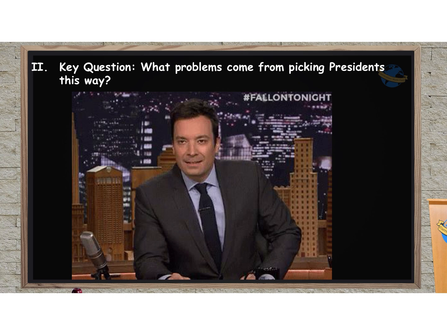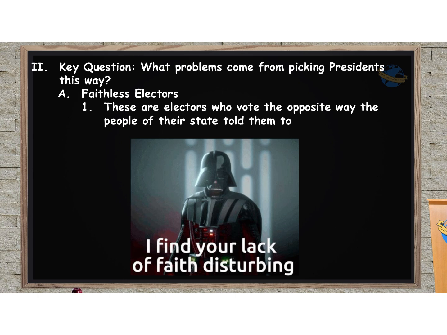All right, let's talk about some of the problems that come from picking our president this way, other than the fact that we make teachers teach this to kids. It's horribly complex, and no one likes it, right? It creates some serious problems. One major problem is the concept of faithless electors. That is, electors who don't vote the way the state has told them to vote.